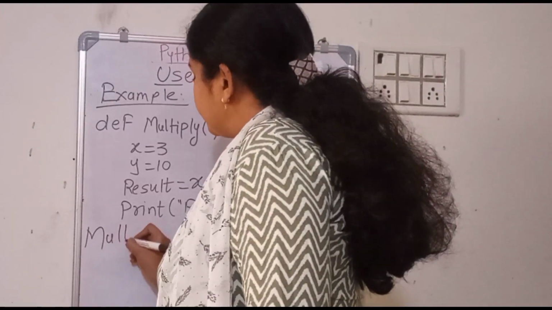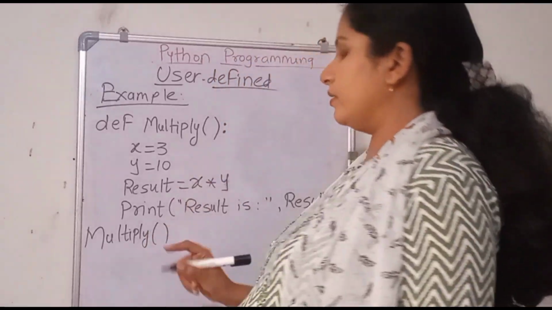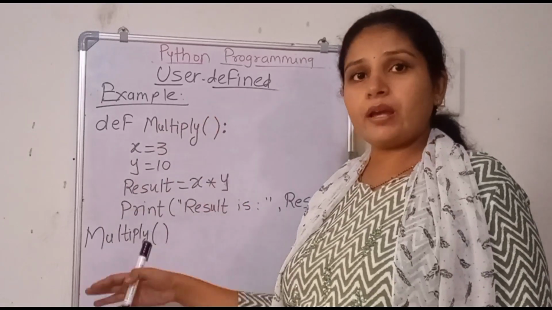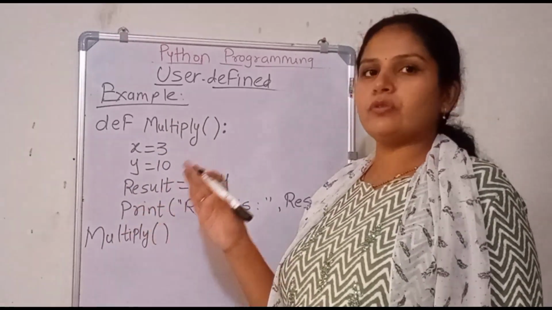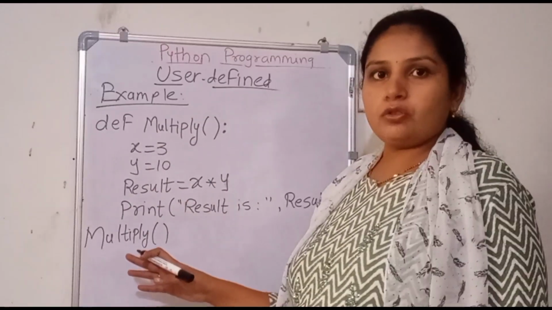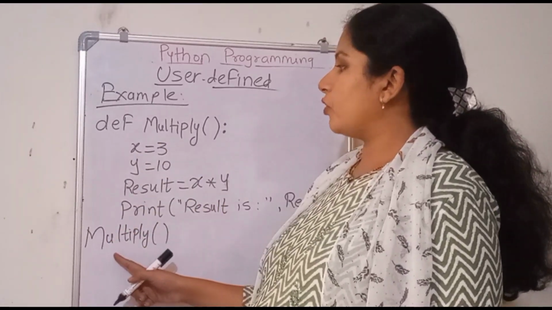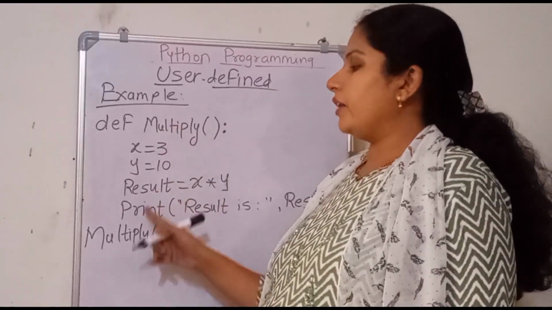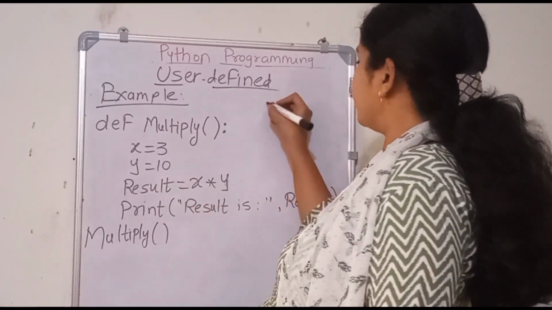So multiply and then empty brackets, just like that. And be careful with the name, it should be the same, the spelling should be the same, the case should be the same, otherwise you will get an error. So this is how the function is defined and called. So the multiply function will be called, and then we will go inside the function definition and we will execute.